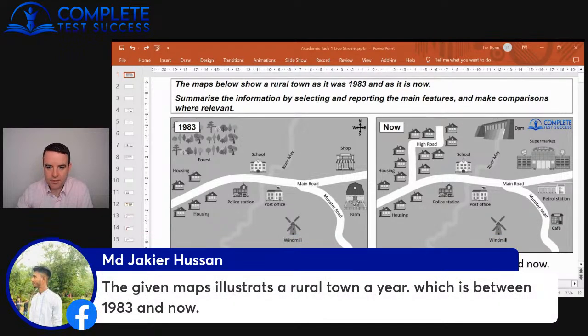The given maps illustrate a rural town in a year which is between 1983 and now. No, it's not a year between 1983 and now. So what you said is, it could be 1 year. It sounds like it's a random year between 1983 and now. But it's not. It is the year 1983 and now. So the way you've described that doesn't match what the question shows us.